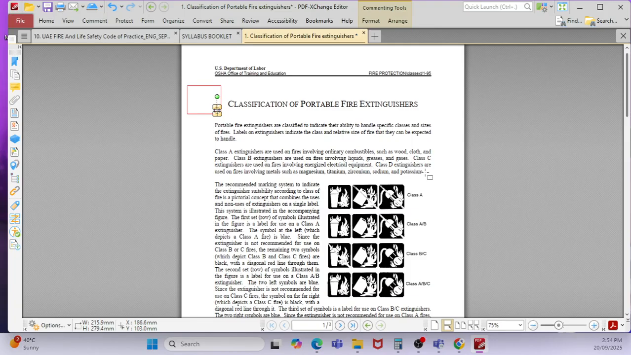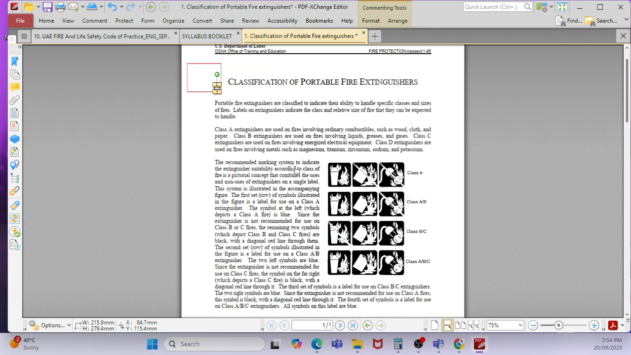Then the class D extinguishers are used on fires involving metals such as magnesium, titanium, sodium, potassium, or zirconium. This type of fire extinguisher will be used for the lathe factory, where the mechanical lathe factories are, so this type of thing they use that type of extinguishers.